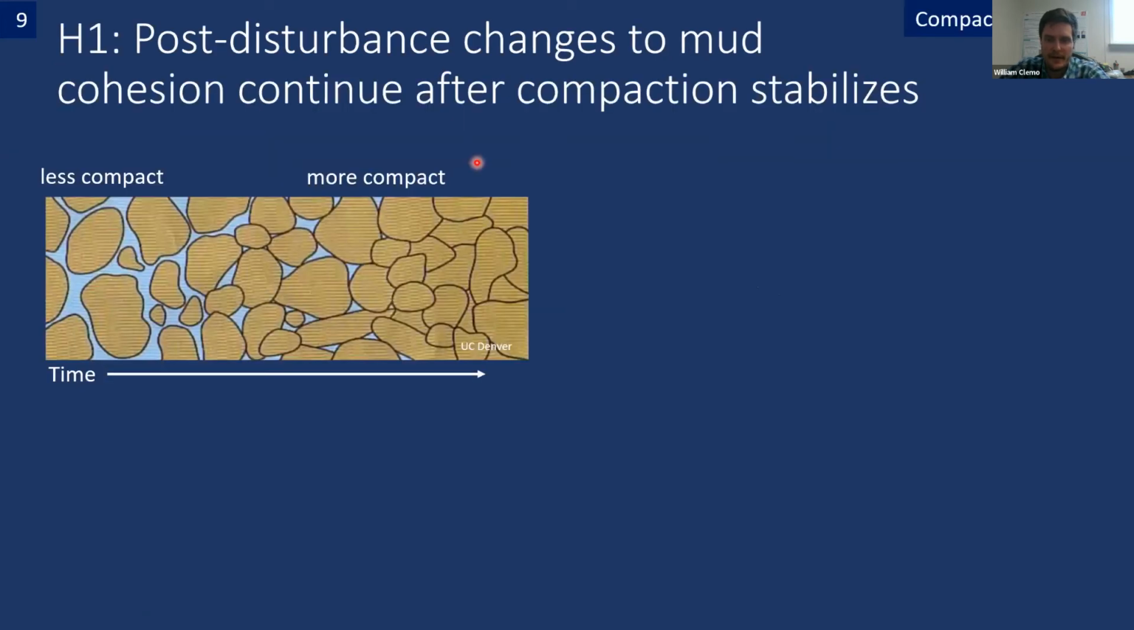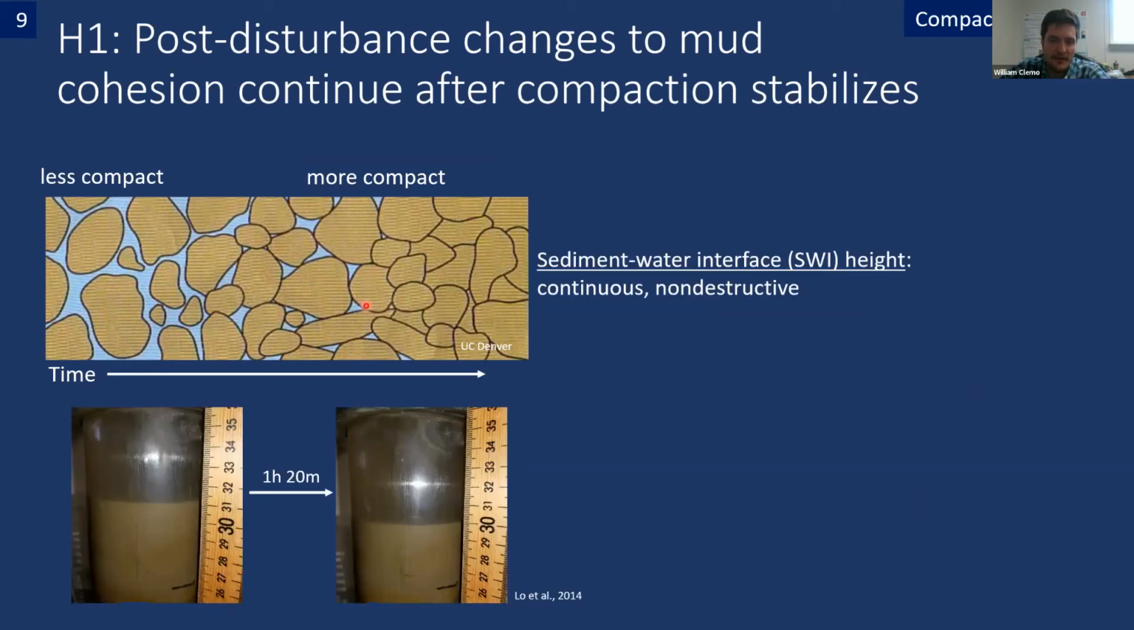So just to reiterate, we expected that changes to properties related to mud cohesion would continue to occur after sediment compaction was stable. And sediment compacting over time is basically just the increasing sediment density due to settling sediment weight. To quantify this, we measured the sediment-water interface height, which we'll refer to as the SWI, relative to the undisturbed height. And this provides a nice continuous and non-destructive metric of short and long-term compaction. And we expected that decreasing sediment-water interface height would directly show this compaction.